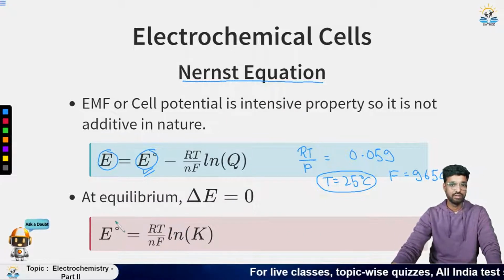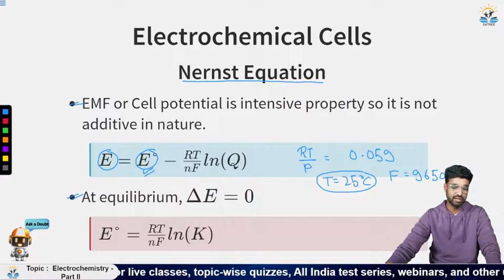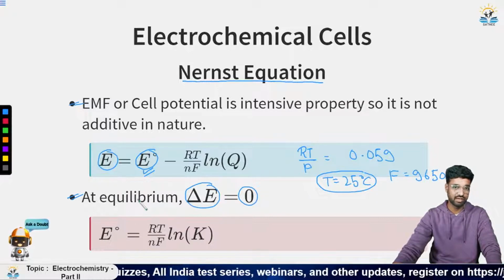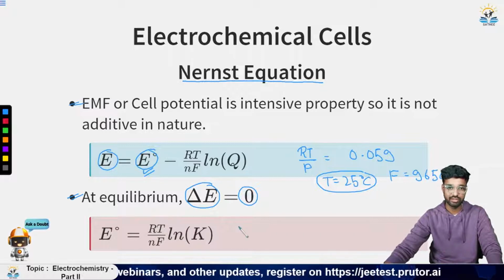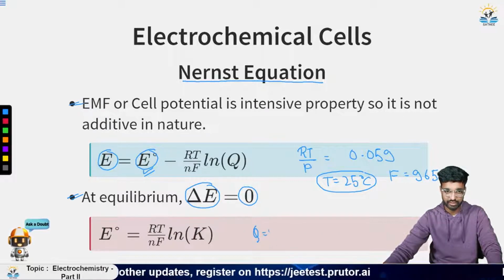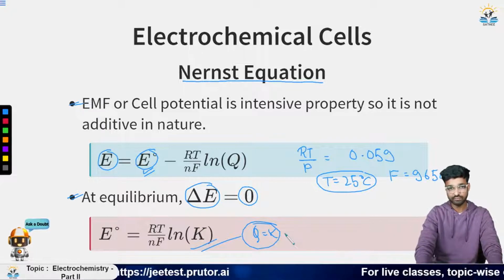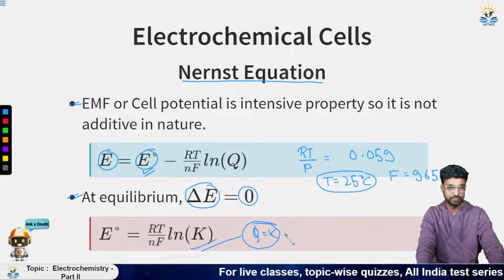Now next, what happens at equilibrium is that this delta E becomes 0, and this whole equation can be further written as E naught is equal to RT by nF ln K. You know very well that at equilibrium Q is equal to K, so I have just replaced it and written K. So these are the two forms of the Nernst equation. You will be using them to and fro.